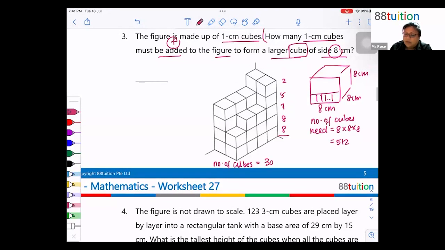So how many 1 cm cubes must be added? You need 512 to make an 8 cm by 8 cm by 8 cm cube, all right, made up of 1 cm cubes. So I take away the existing 30 to give me 482. Thank you, Jeremy. So you need 482 cubes.